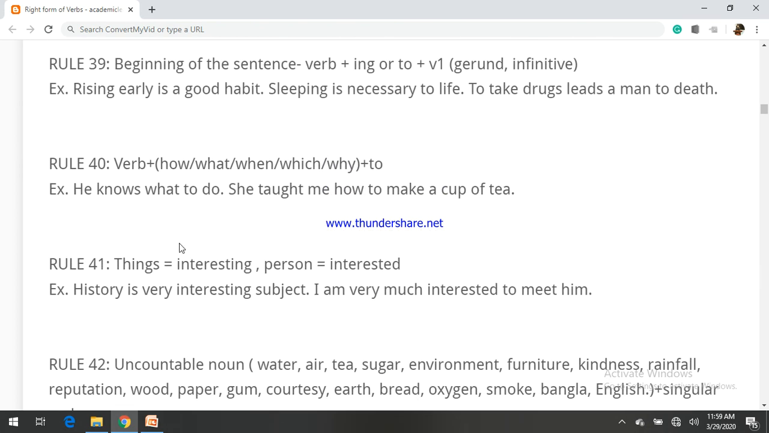Rule number 39. Beginning of the sentence, verb plus ing or to plus verb 1, that is, gerund or infinitive. Beginning of the sentence, verb plus ing. That means you can start a sentence by verb plus ing. Rising early is correct, or to rise early is also correct. Same, to take drugs is also correct.